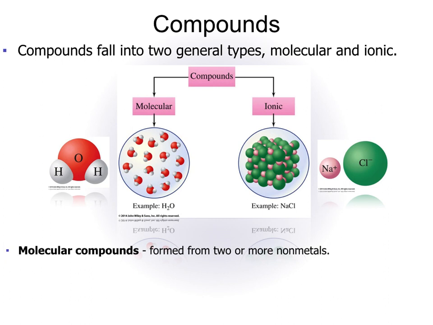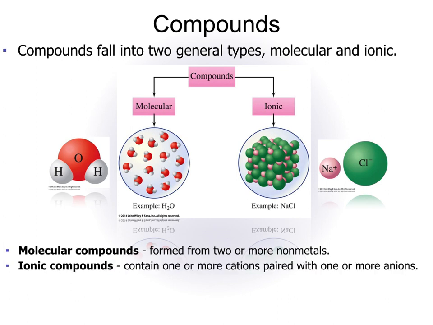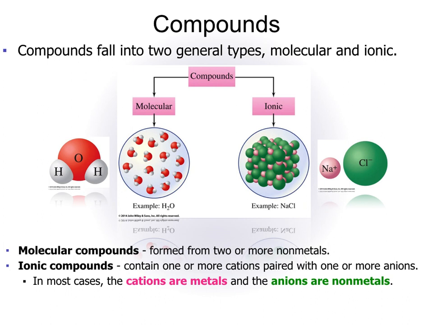Molecular compounds are formed from 2 or more non-metals. Ionic compounds contain 1 or more cations paired with 1 or more anions. So ionic compounds, cations and anions paired together. And in most cases, cations are metals. We've talked about this a bunch already. And anions are nonmetals.